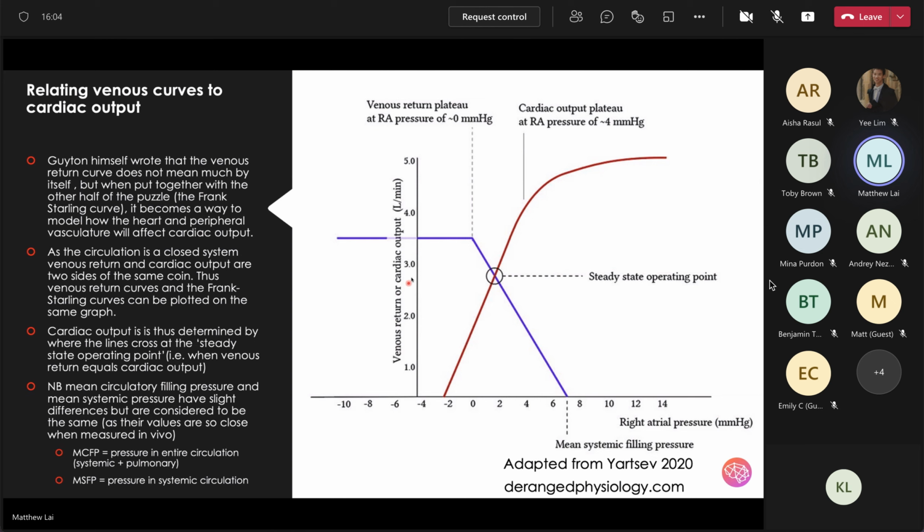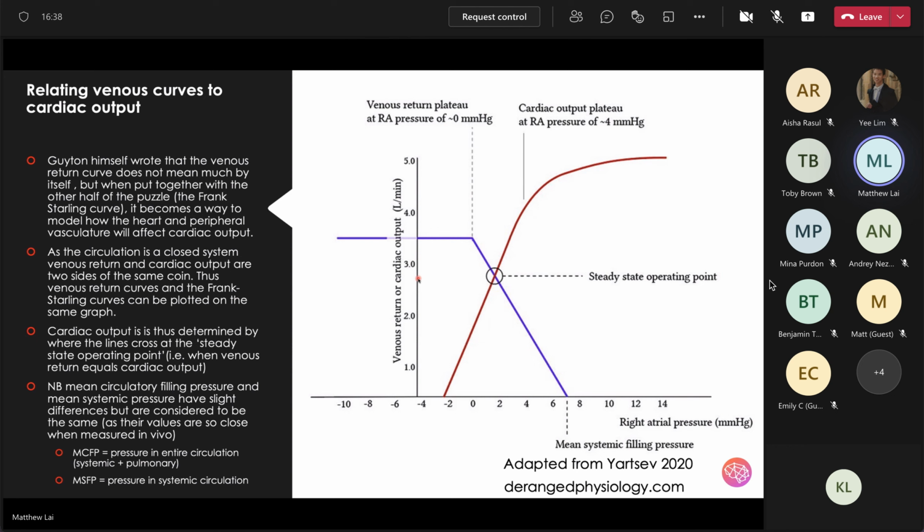And so how do we read cardiac output from these curves? Well, it's kind of like simultaneous equations, if you remember that from way back when. We've got one curve describing one half of the puzzle, how blood returns back to the heart, and we've got another curve describing how blood leaves the heart. So the point at which these curves intersect, which is known as the steady state operating point, this is our point that determines cardiac output.